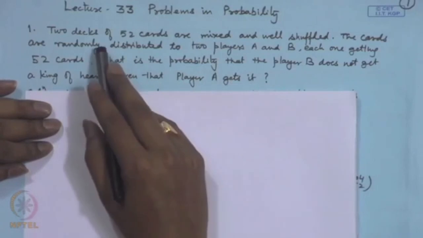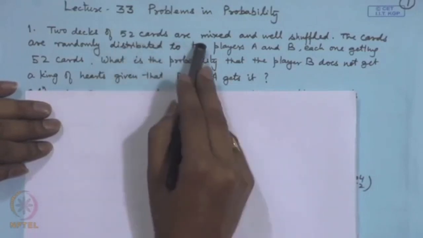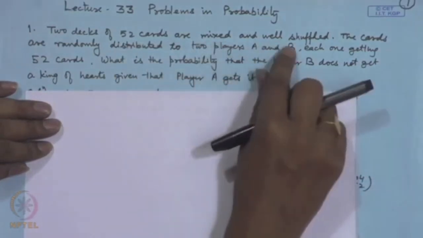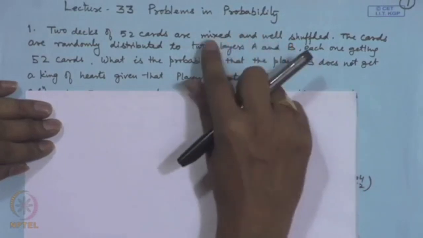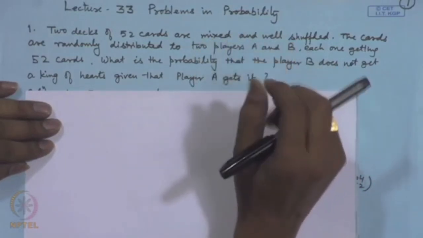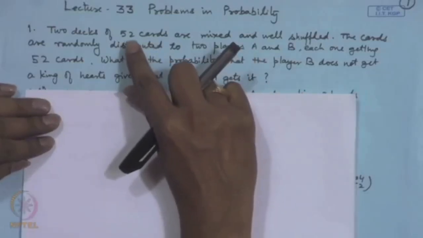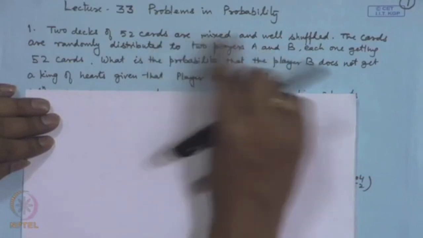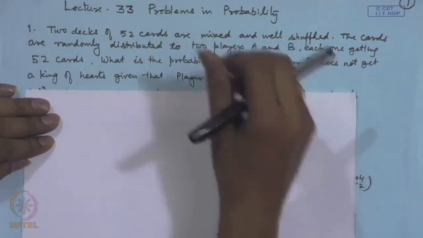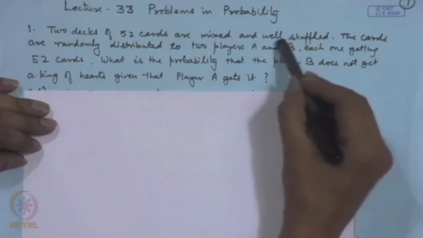Two decks of 52 cards are mixed and well shuffled. What is the meaning of mixed and well shuffled? That means when we draw the cards, the probability of drawing each card is the same. Now that we have two decks, there are 104 cards, and if it is well shuffled, then when we draw randomly any card or distribute the cards, each card will have the same probability of occurrence. That is the meaning of well shuffled.